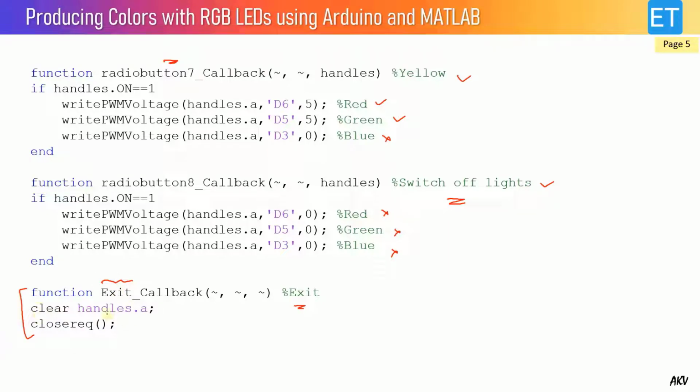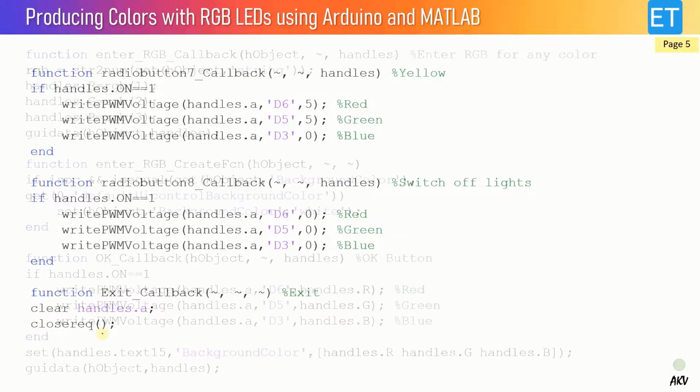And we are clearing this board variable, a board object. So the board object is cleared. That means your Arduino board is disconnected from your MATLAB, and close request means your GUI is also closed.